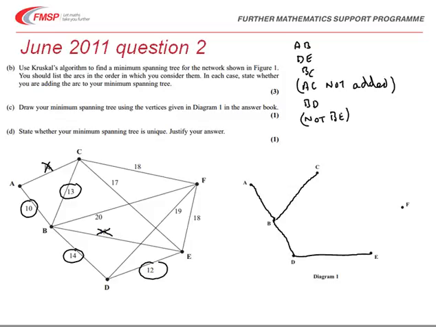And then the next one is CE. And again, that would form a loop, and we can see that clearly on our diagram 1 that we're completing, so not CE. And then finally we've got a choice of either CF or EF. So I'm going to put in the EF one on my diagram.